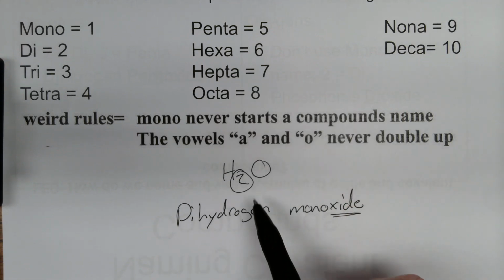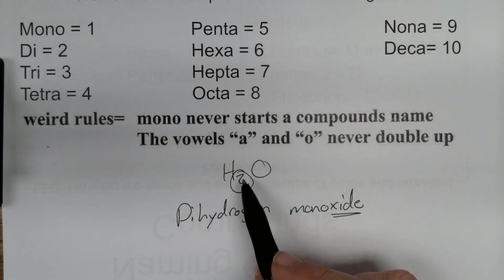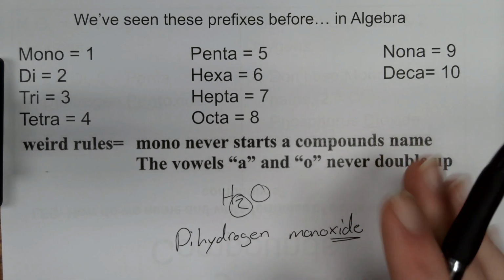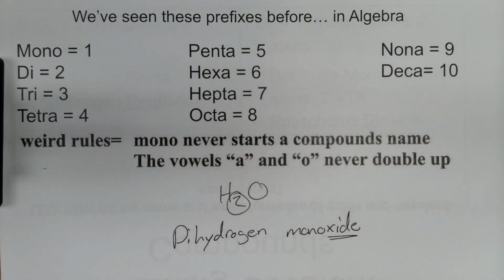So I'm going to look at whatever number comes after my element, which tells me how many atoms I have, and I'm going to use the appropriate prefix. Now there's more prefixes out there, but you are only responsible for knowing up to 10.